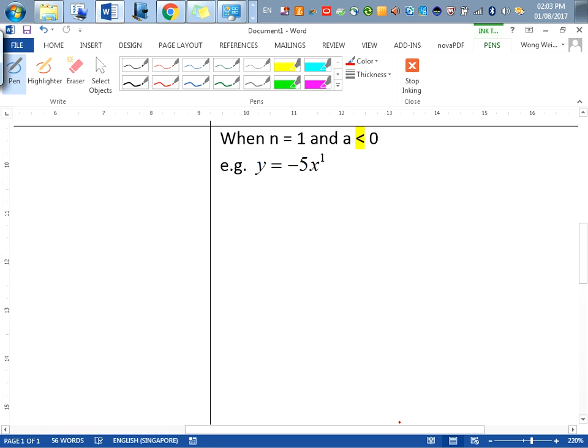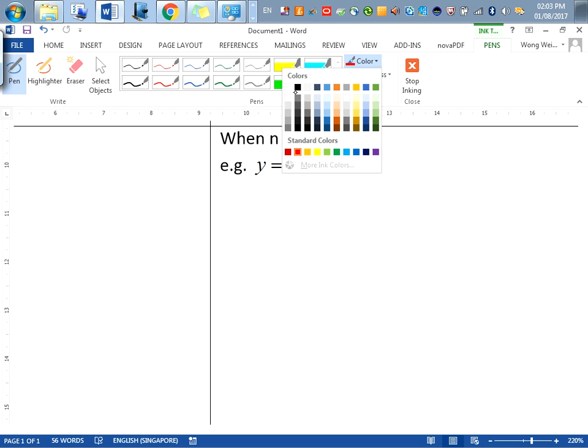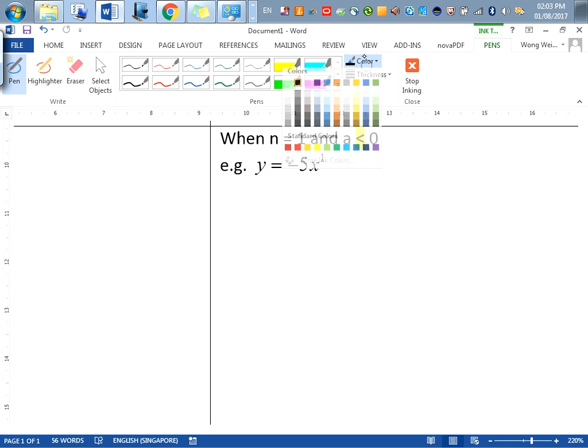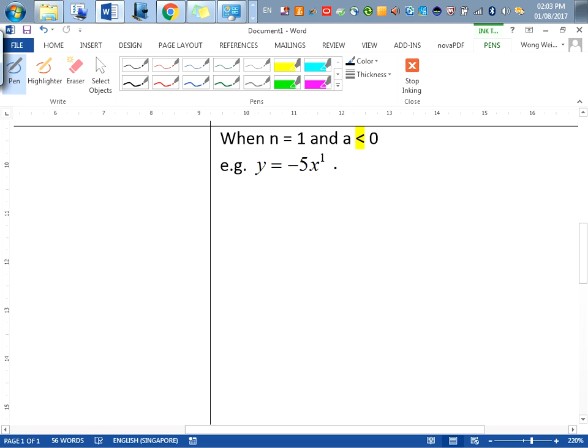y equals negative 5x to the power of 1. This is the same as y equals negative 5x. So is this a straight line again? Yes, it is a straight line, plus 0.